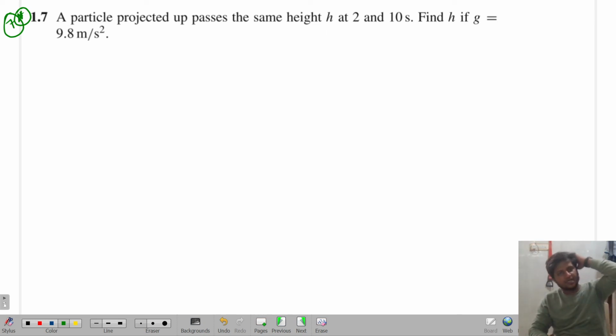A particle projected up passes the same height h at 2 and 10 seconds. Find h if g is equal to 9.8 meter per second squared.